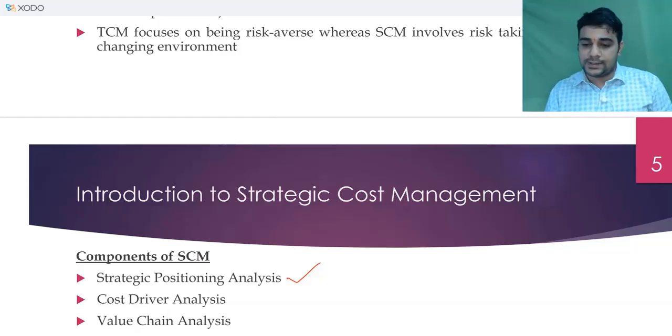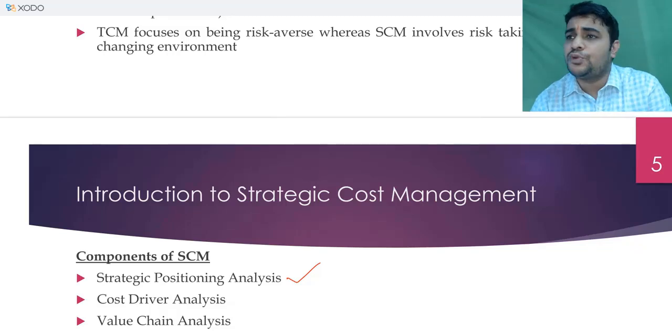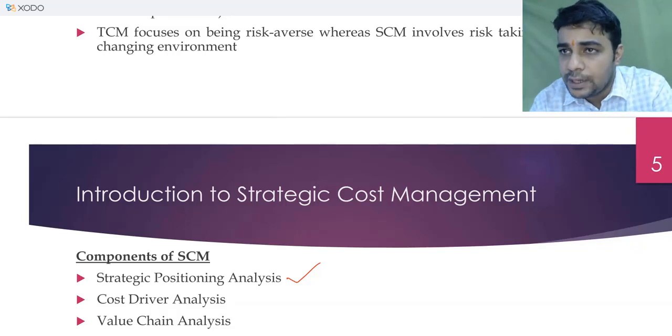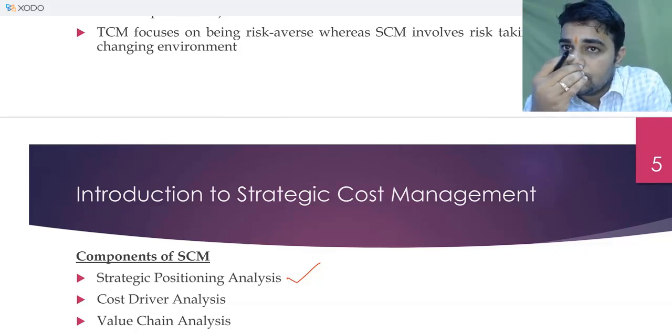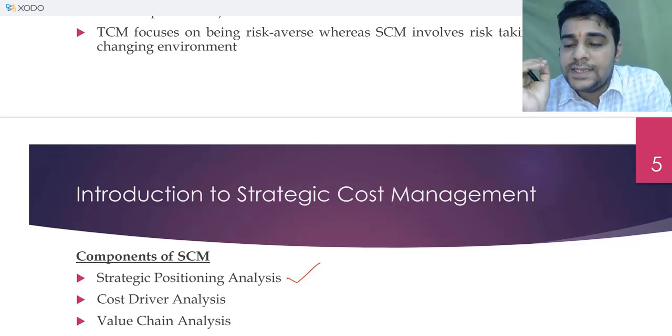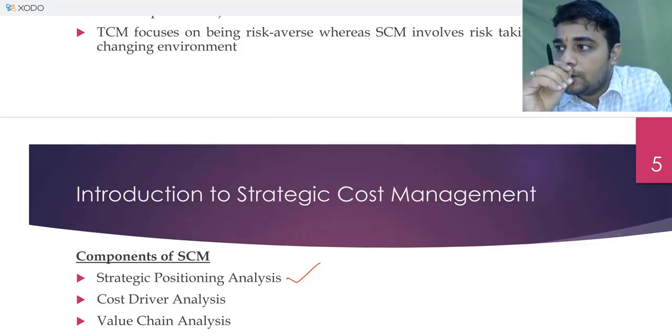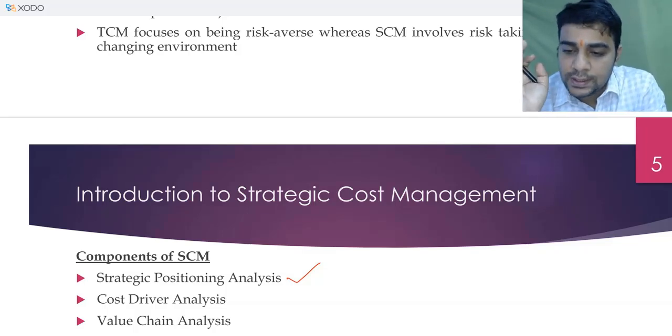Cost driver analysis. There are two types of cost drivers. I will come to that in some time. Any idea what is a cost driver? What is a cost driver? One which is the reason behind any cost, based on which the cost can be allocated, basically a factor which influences the cost.